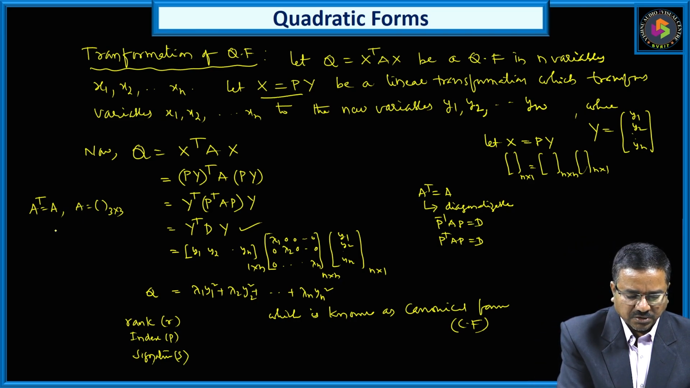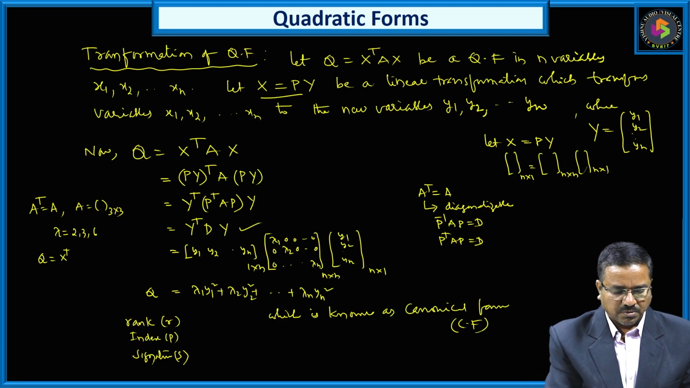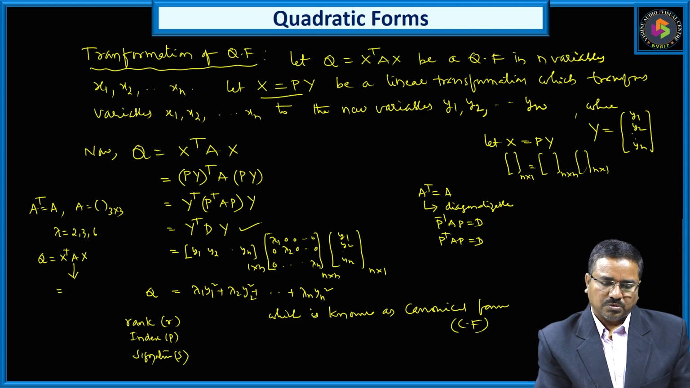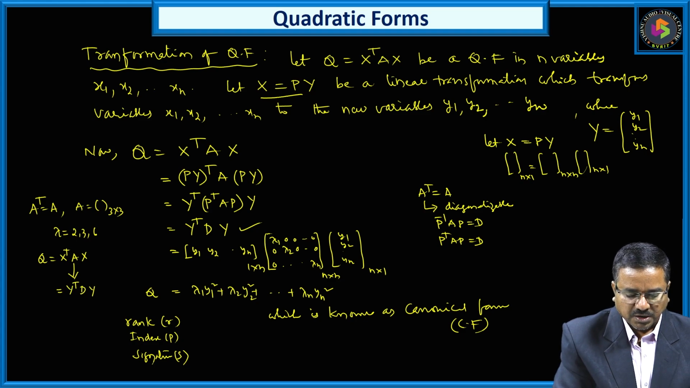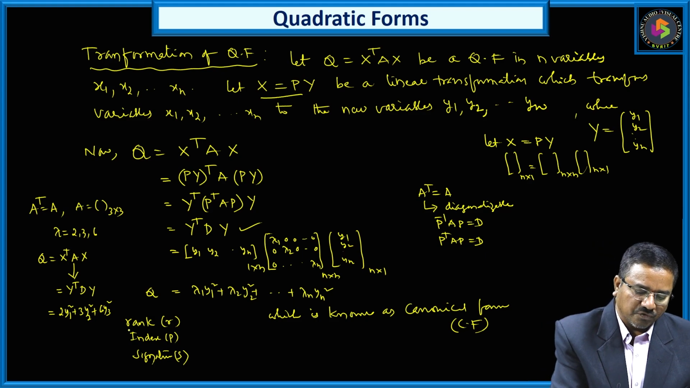If it is diagonalizable, for example, if the eigenvalues are, let us say, 2, 3, 6. So finally, suppose we have the quadratic form X transpose AX. If you reduce it to this canonical form by using an orthogonal transformation, this will become Y transpose DY. And this we can easily get as 2y1 square, 3y2 square, 6y3 square. So compulsorily, what will the coefficients be? The coefficients will be the eigenvalues.